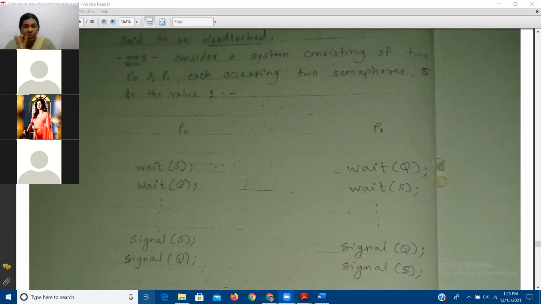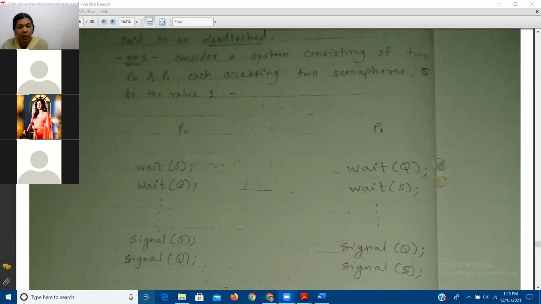That means there are two resources, R1 and R2. So for resource R1, we are using the semaphore variable S, and for R2 we are using the semaphore variable Q. Okay, and processes P0 and P1 are there. So process P0 is waiting for S, in the sense that S is assigned to resource R1, and suppose resource R1 is given to P1, and suppose resource R2 is given to P0.